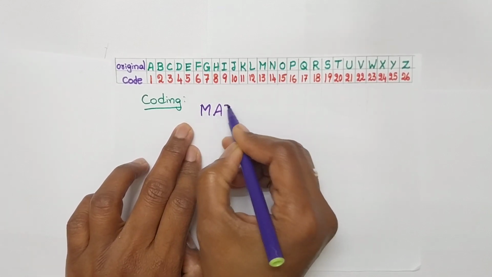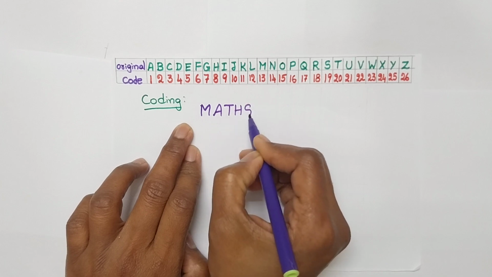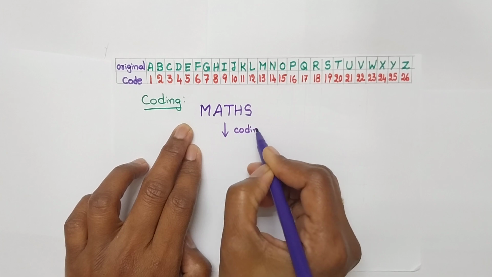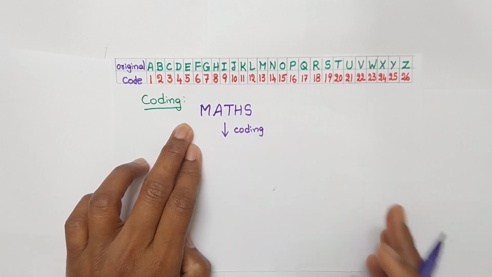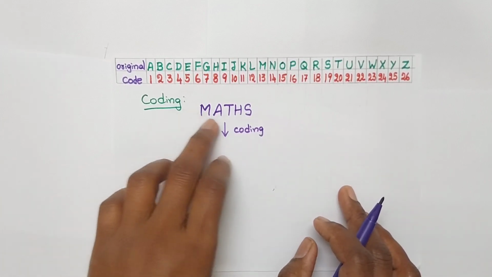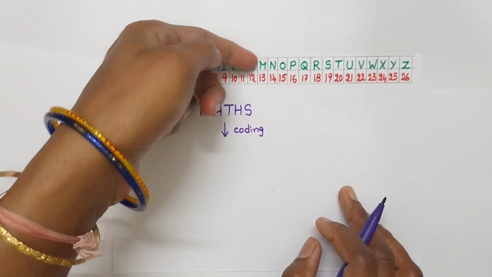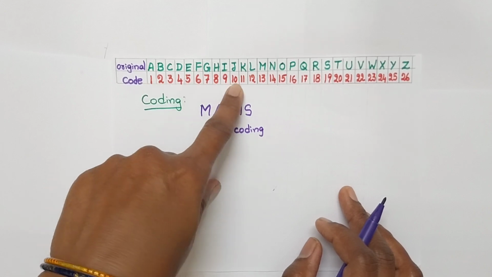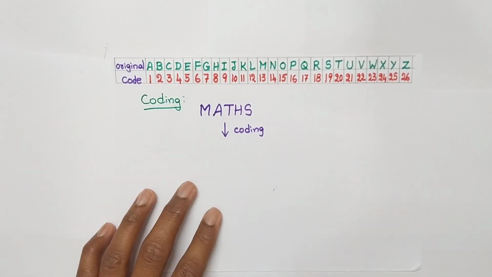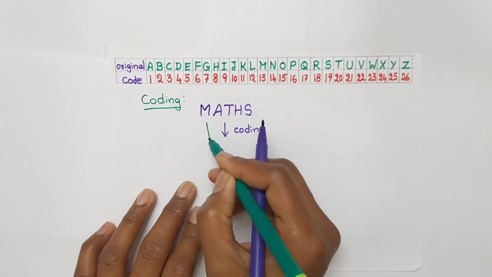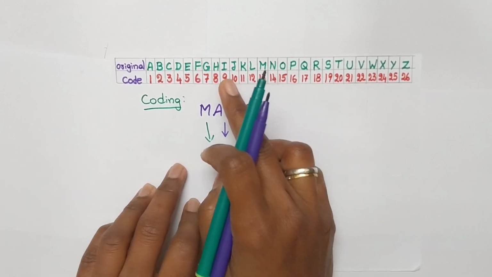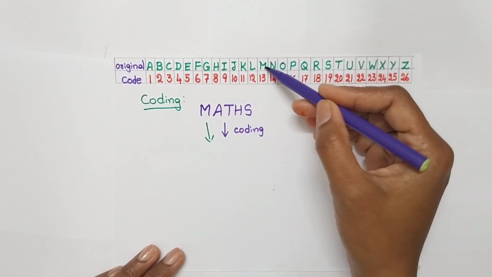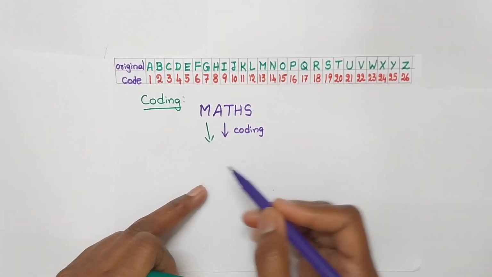maths. This is a proper English word. For this word we are doing coding. Coding means we have to check the letters from the original first line and take the code letters or code numbers from the second line. So first we take M. Where is M in the first line? Here is the M. What is the code number for M? 13.